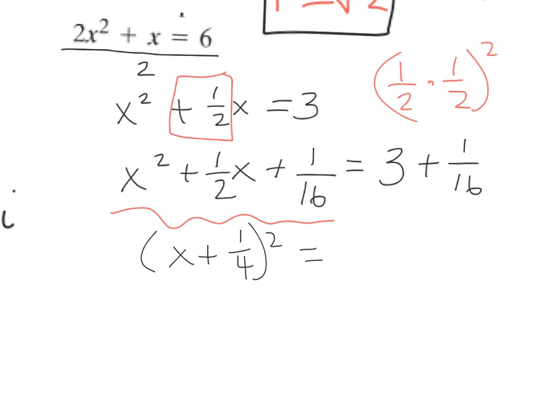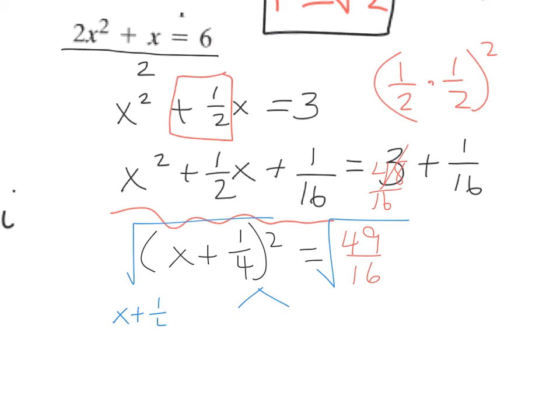And 3 plus 1/16. I'm going to get a common denominator of 16. So 3 times 16 is 48. So this is 49/16. So now I'm going to take the square root of this side. So I'm going to break it up into two parts. So it's x plus 1/4 equals positive root 49 over 16. So root 49/16 is the same thing as the square root of 49 over the square root of 16. So that's positive 7/4, and x plus 1/4 equals negative 7/4.